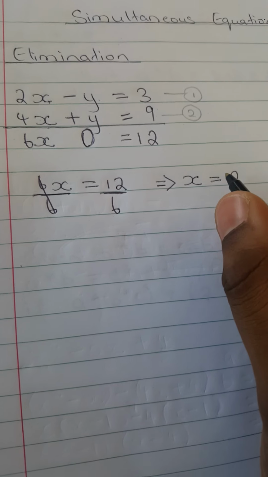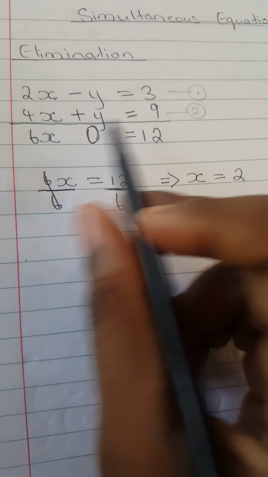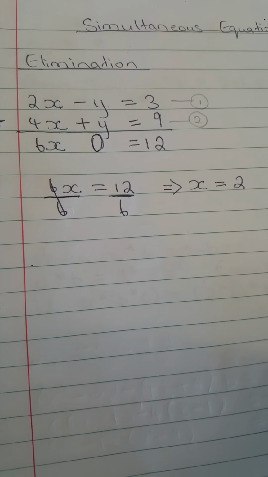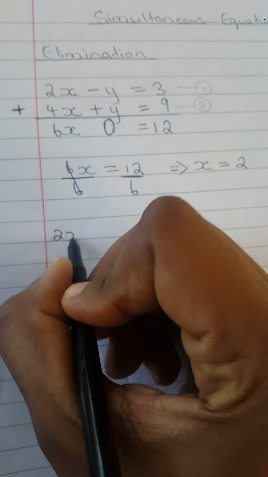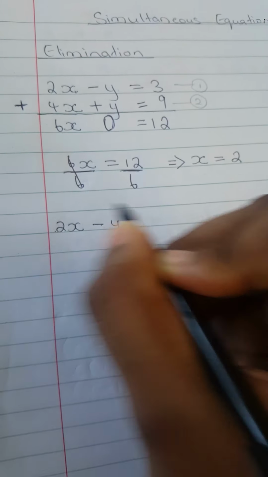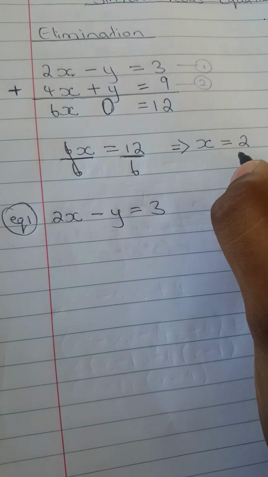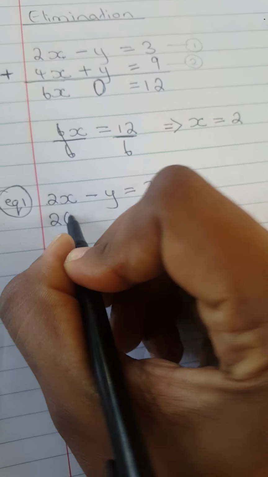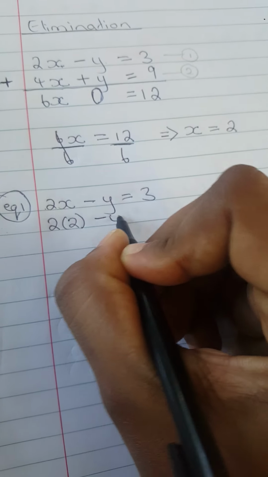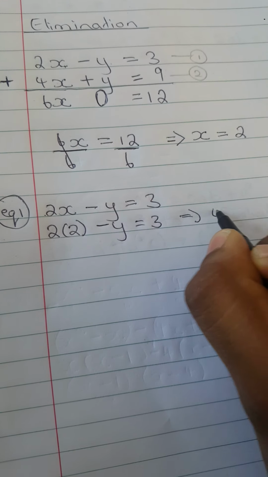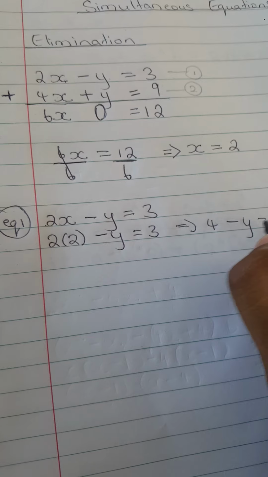Alright, as soon as we get this value, it's easy for us to find out the value of y. So we can choose an equation to put that value in. Alright, so let's choose equation 1. So we have 2x minus y is equal to 3. We found the value of x to be 2. So that's 2 times 2 minus y equals 3. So we have 4 minus y equals 3.